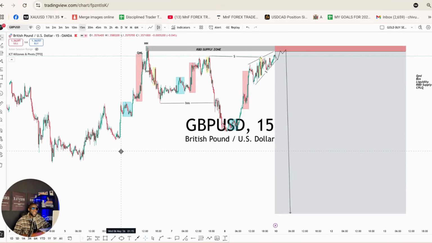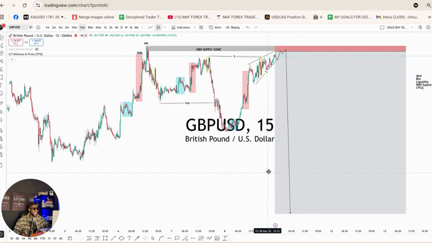This setup right here feels so illegal, right? It's giving me an opportunity of 1 to 30 risk reward ratio, and the crazy part about it is that it gives me all the confluences that I always look for in the market. All right, so let me break down everything step by step.